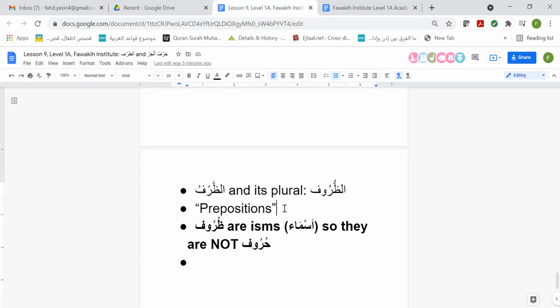Yeah. You're right, because the definition of an ism is a word that can stand by itself and has independent meaning in and of itself, right? Right.